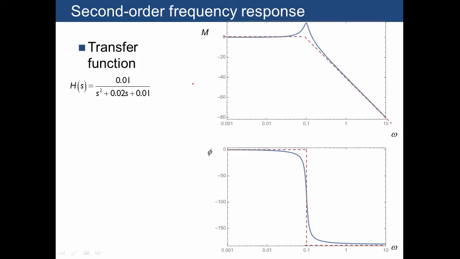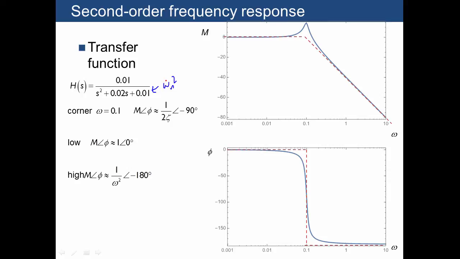Frequency response for a second order transfer function is very similar to what we already saw for first order systems. First of all, let me point out that the corner frequency for this system, where omega n squared equals 0.01, is 0.1. The low frequency behavior is exactly the same as for first order systems, where we have essentially a magnitude of 1 and an angle of 0.